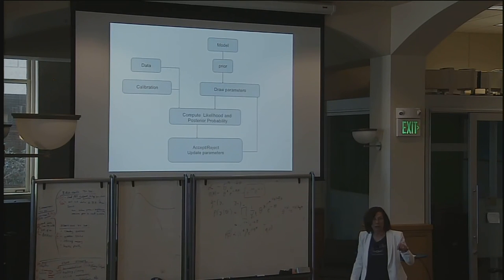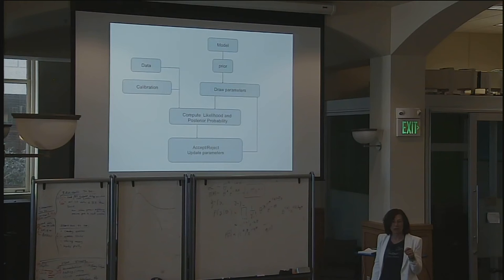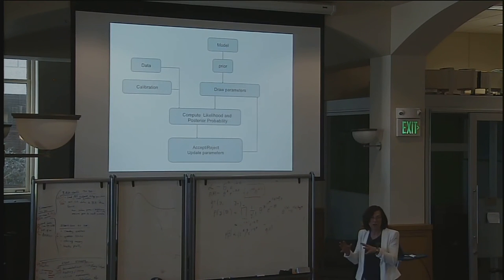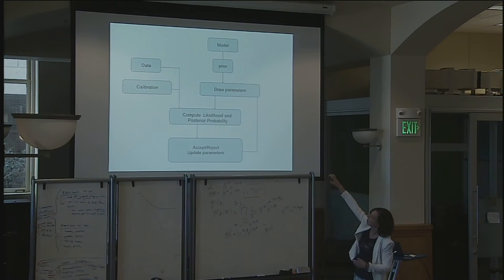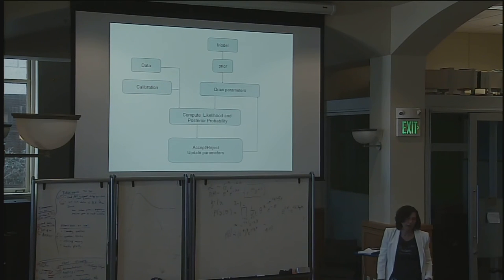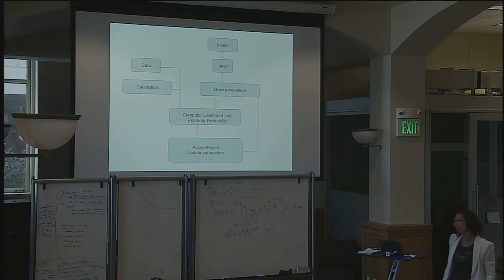When we applied calibration uncertainties, it was very natural to put this into this calibration box. Instead of using one value, we could vary that parameter. So we could move the calibration onto this draw parameter and connect those, right? So you had data, you draw parameters from the model, and the model includes the calibration in it, and you compute likelihood and posterior probability and get your posterior.